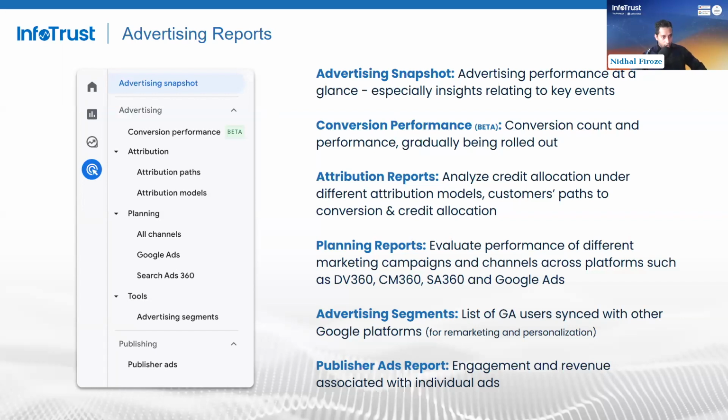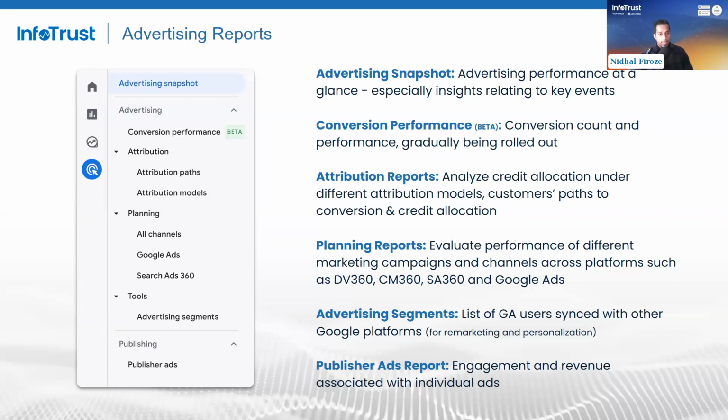The advertising snapshot report is just like any of those other snapshot reports for your other reporting segments. It gives you a high level bird's eye view of insights relating to different key events. The conversion performance report is currently in beta, and it gives you the conversions or key events count as well as performance. It's gradually being rolled out to more and more GA4 properties.